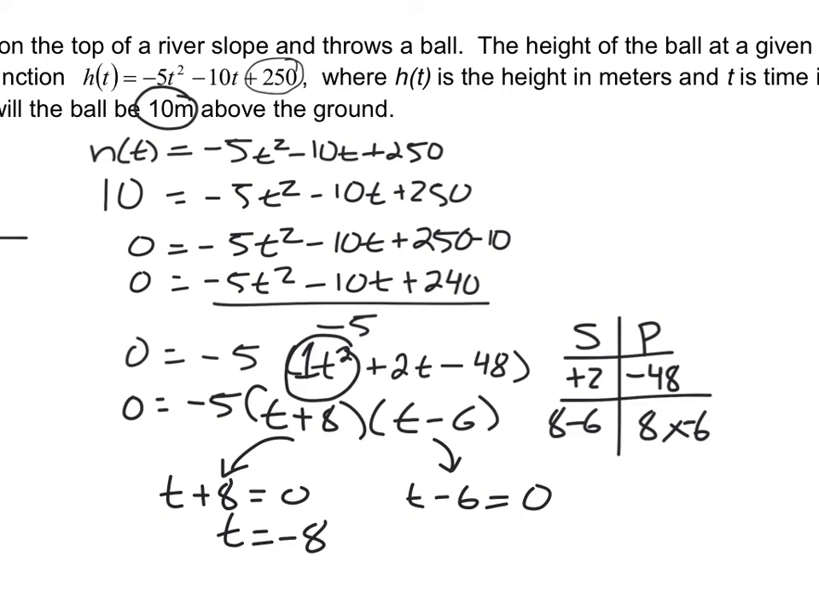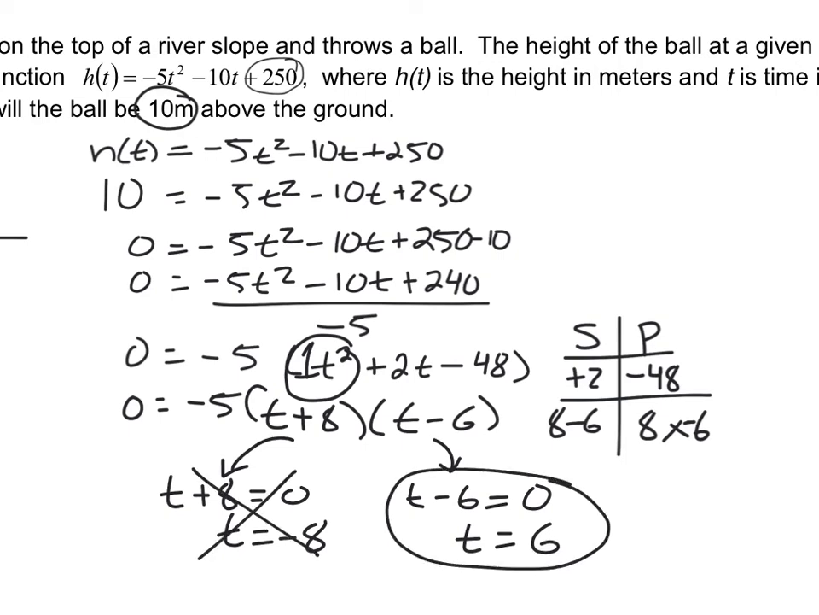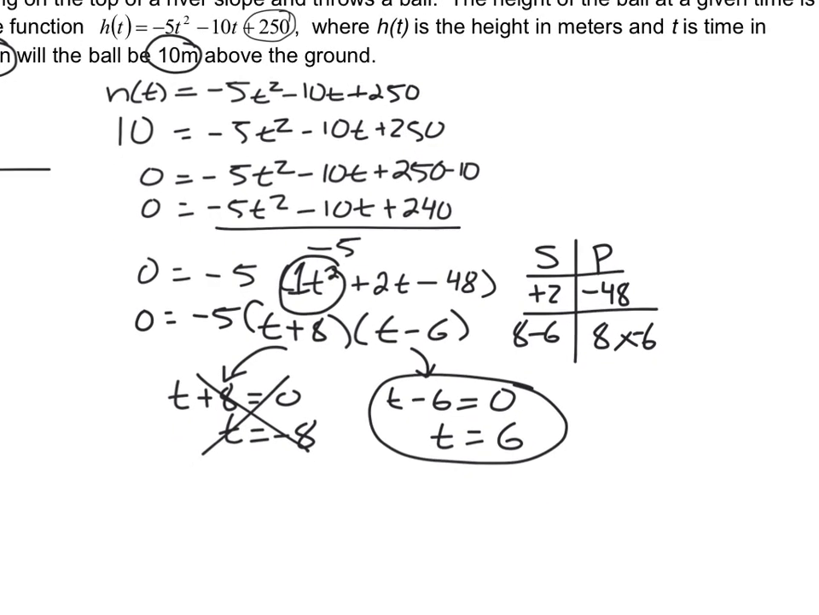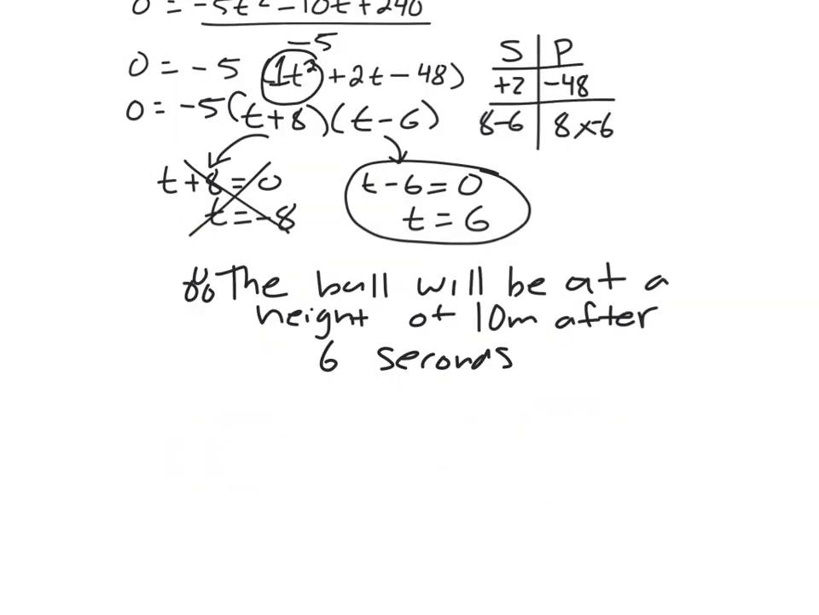So we've got one time at -8 and the other time at +6. The time that we'll ignore is the negative time. So when will the ball be at 10 meters? After 6 seconds. So just make sure that you write your therefore statement that the ball will be at a height of 10 meters after 6 seconds.